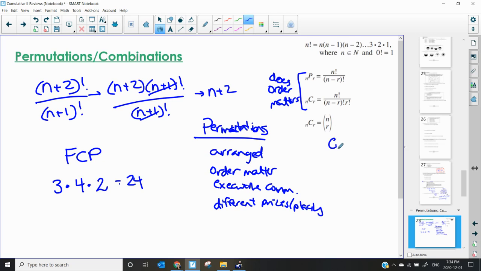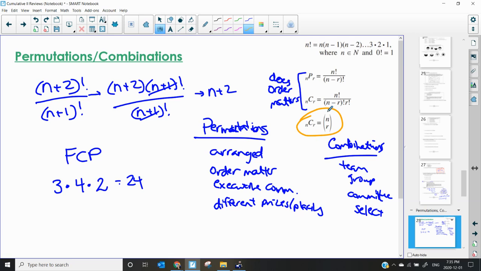And if we're talking about combinations, then we're looking at things where order does not matter. For example, a team or a group or a committee. We might be looking at words like select, or group. So anything where order does not matter would be a combination. And then the last thing on your formula sheet, we have this n choose r, which can be written as n over r in brackets.